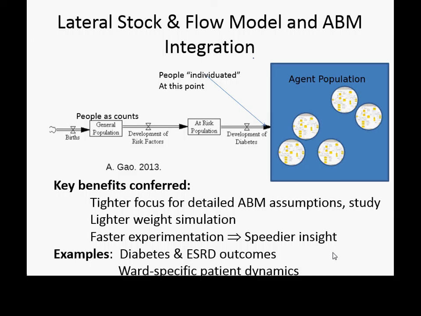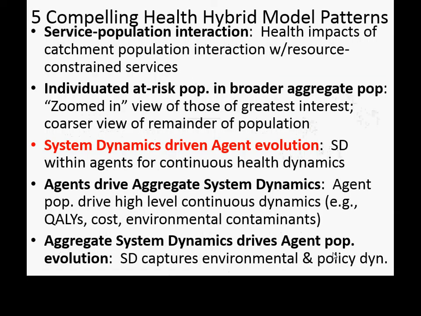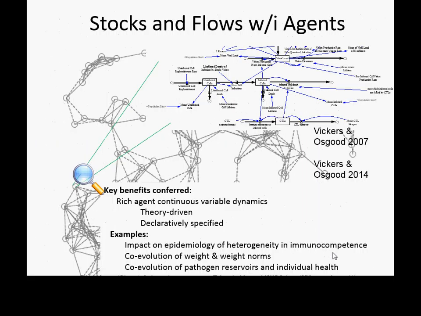And so we have papers which deal with this, including tripartite frameworks combined with the first one. Here's another one. This harks back to work we published in 2007 on immunoepidemiology, where we are tracking people's immune system status over time with stocks and flows.